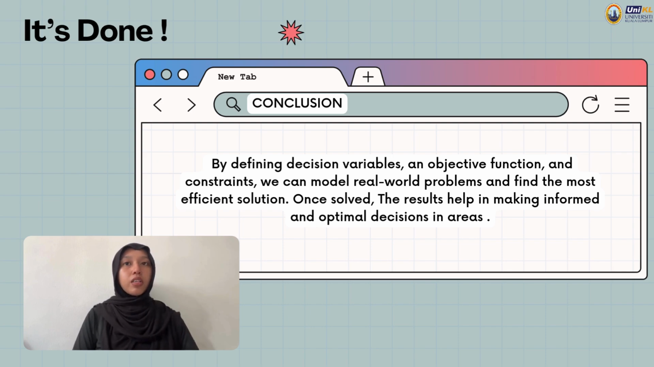For the conclusion about the linear programming model, linear programming provides a powerful method to solve real-world optimization problems. By clearly defining decision variables, the objective function and constraints, we can build a model that represents a real business or operational challenge. When we solve this model graphically, we can identify the feasible region and determine the optimal solutions. From the result, linear programming results are not just numbers. They guide us to make informed, effective, and optimal decisions in many areas. Whether we aim to maximize profit or minimize cost, linear programming helps us do it in the most efficient way possible.